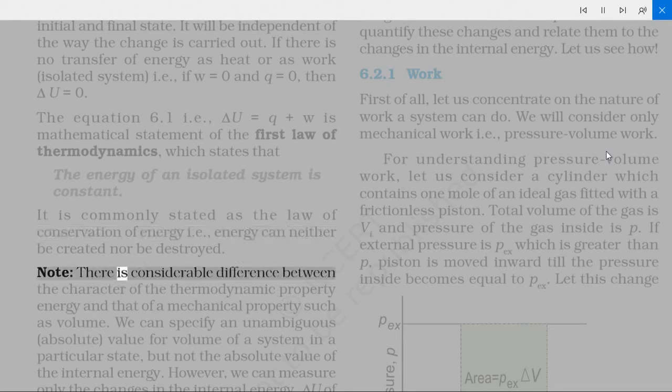Note, there is considerable difference between the character of the thermodynamic property energy and that of a mechanical property such as volume.